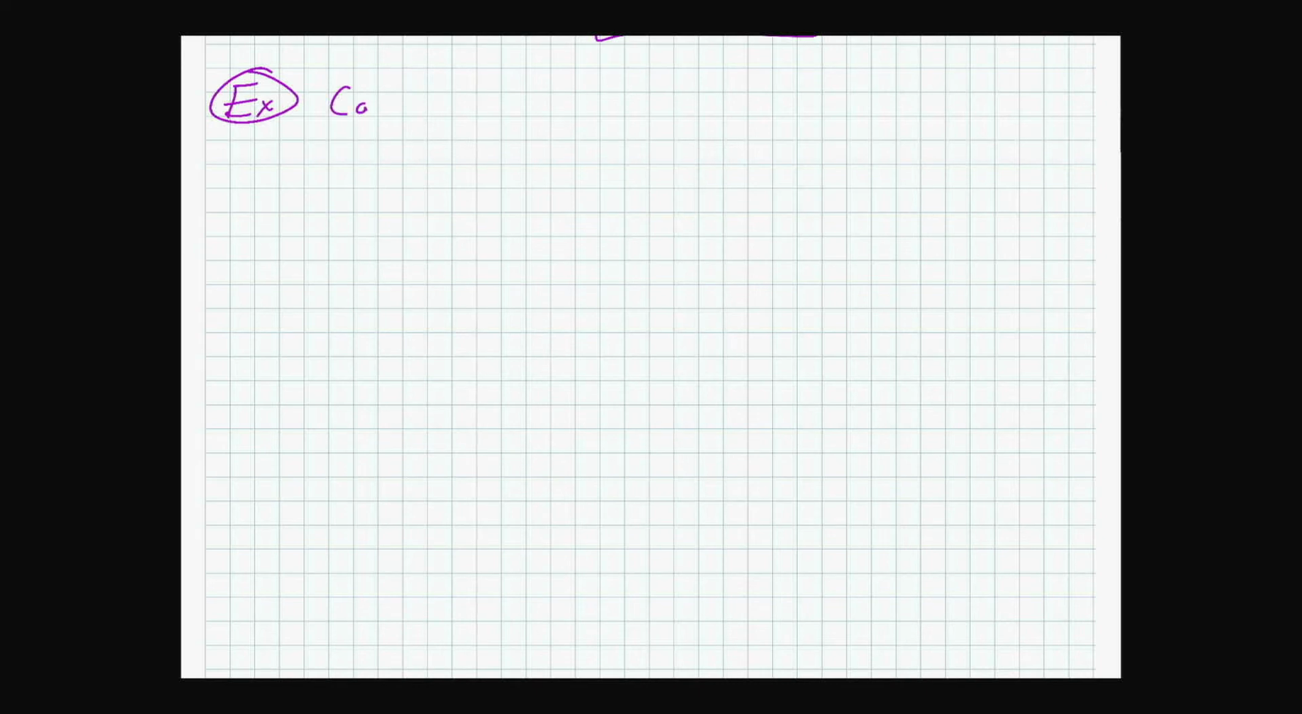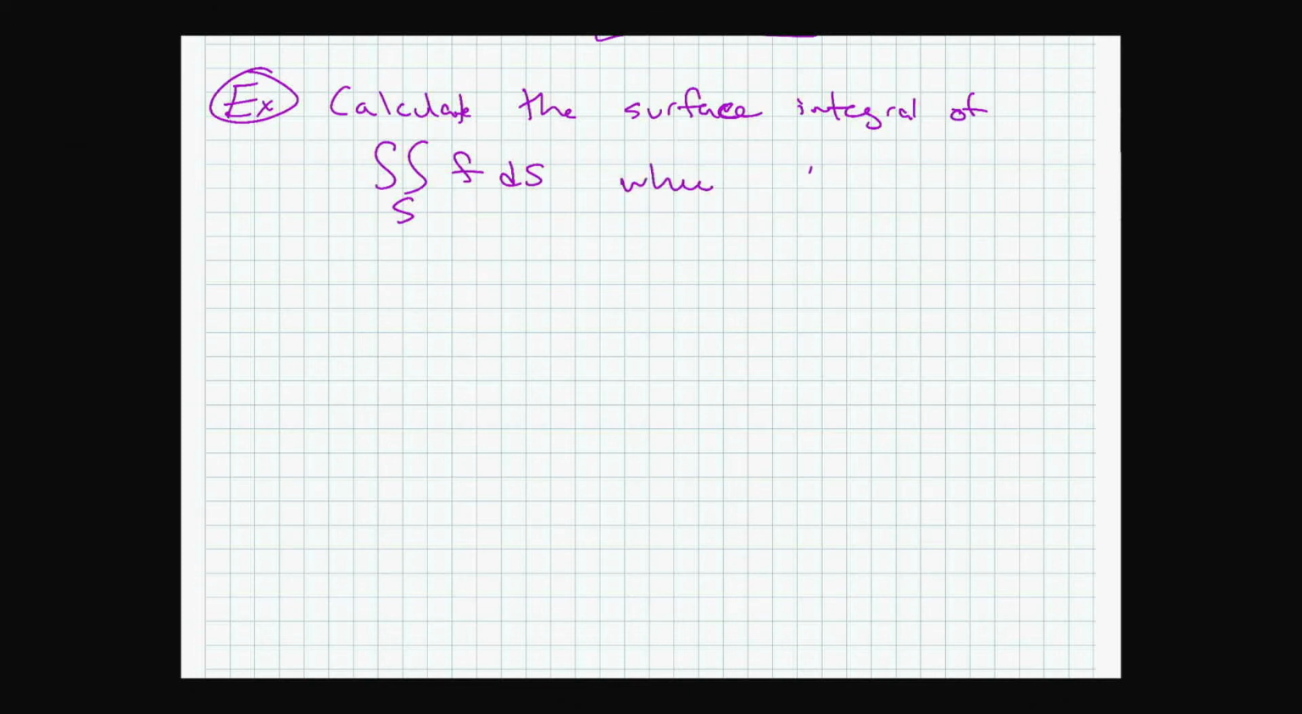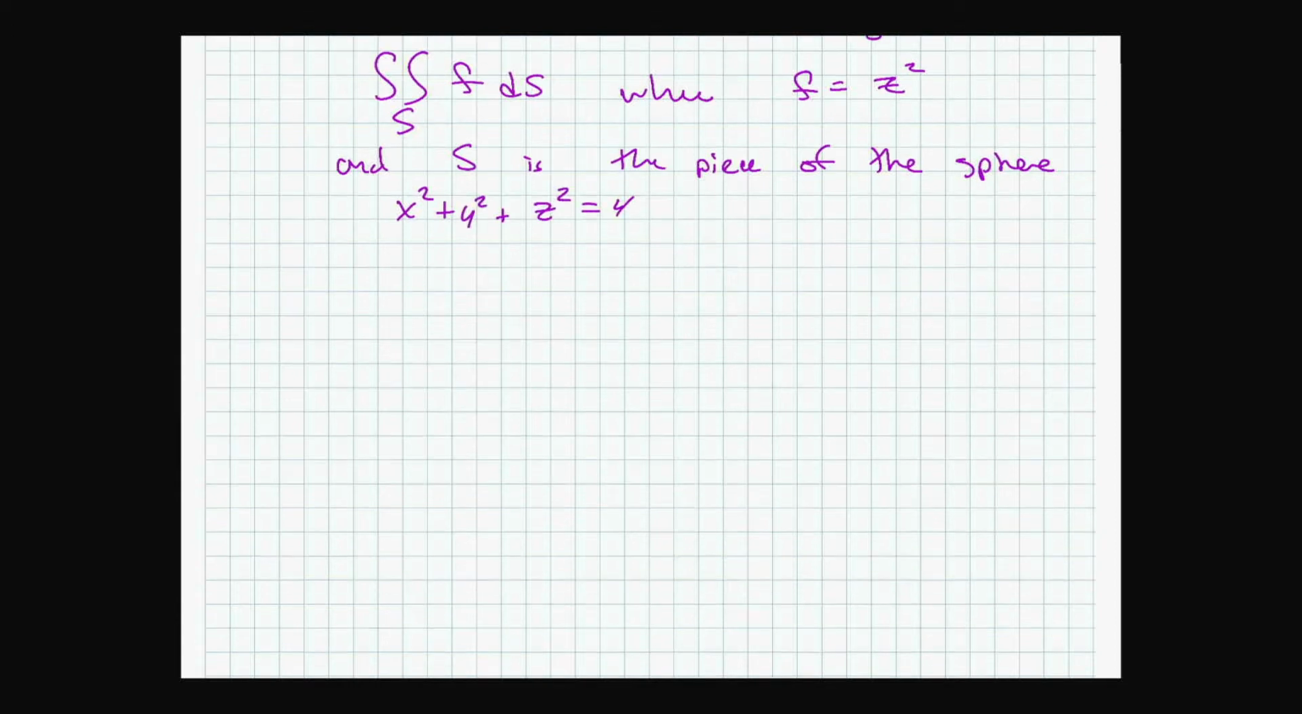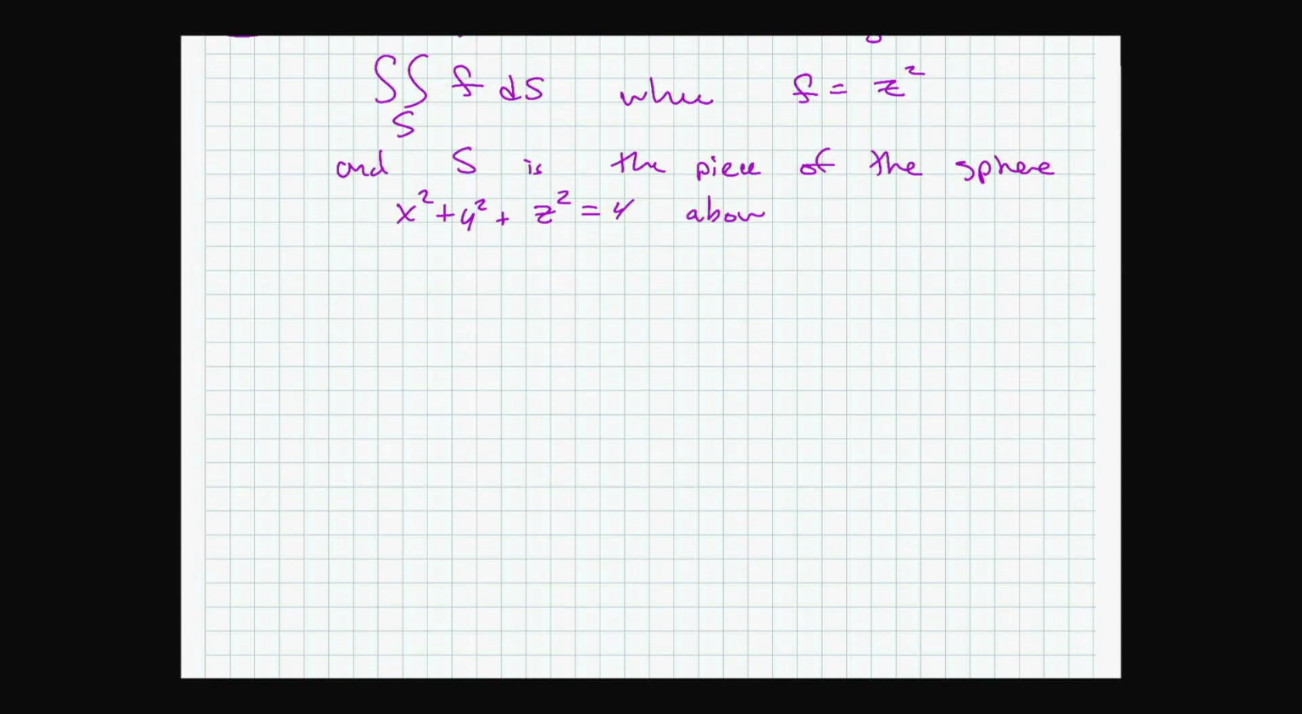Example. So they say calculate the surface integral, double integral over S of f dS, where f is just going to be z squared. So that's easy. And S is the piece of the sphere x squared plus y squared plus z squared equals 4. So that's a sphere of radius 2, but it's above the plane z equals 1.